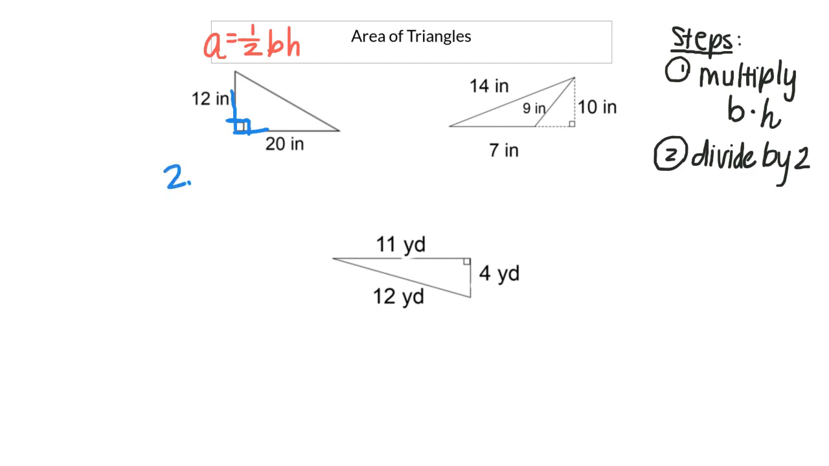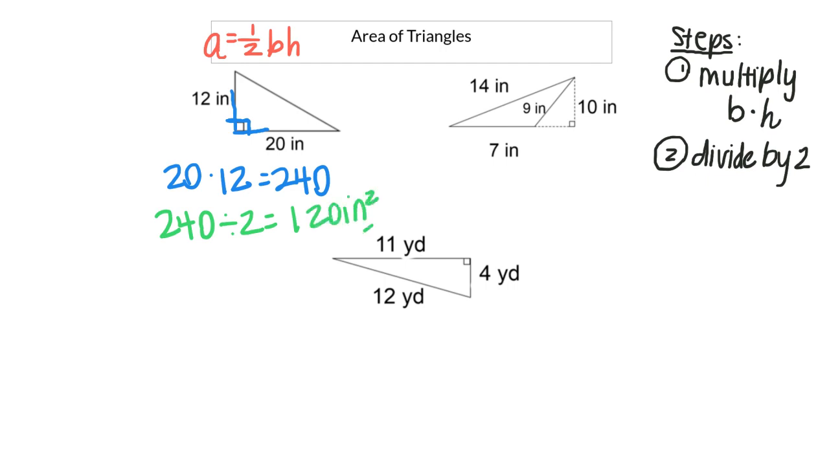So I'm going to multiply 20 times 12, and I get 240. And then I will take 240, divide it by 2, and I get 120. So my answer for the first one is 120 inches squared.